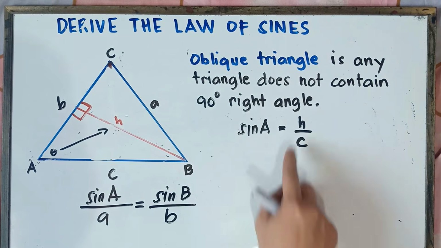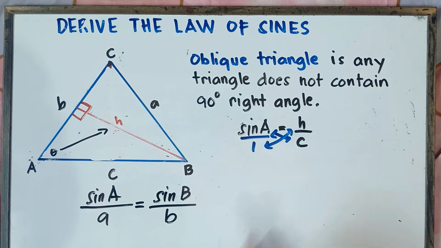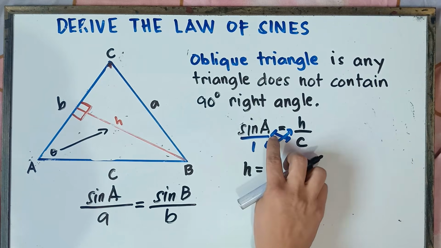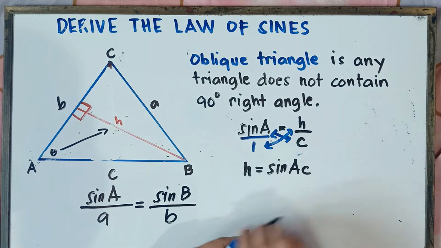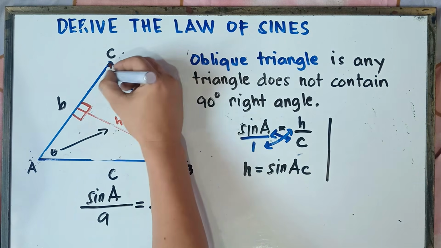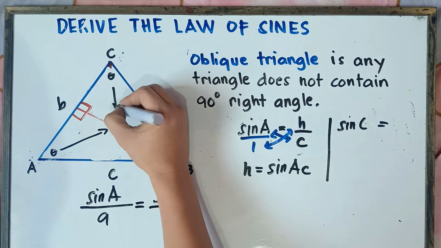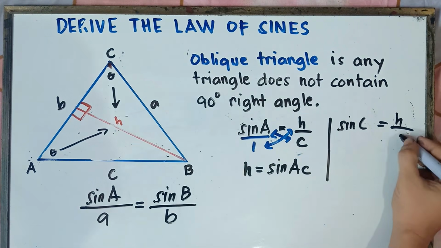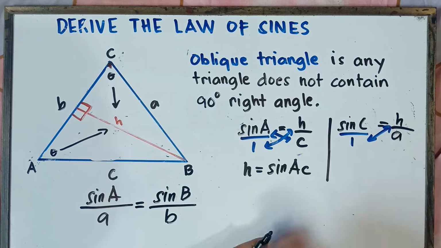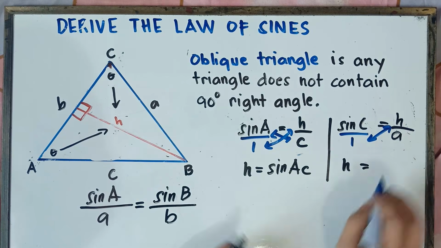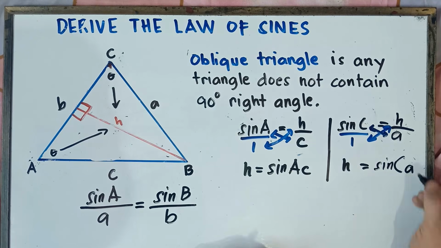Alright, and then we're looking for H. So, simply cross multiply. Understood that there's 1 here. H times 1, that would be H, is equal to sine angle A times C. And then we're looking for sine C. Sine angle C is equal to opposite, which is H, over hypotenuse, which is A. And then simply cross multiply. Understood that there's 1 here. So, H times 1, that would be H, equals sine angle C, capital C, times A.